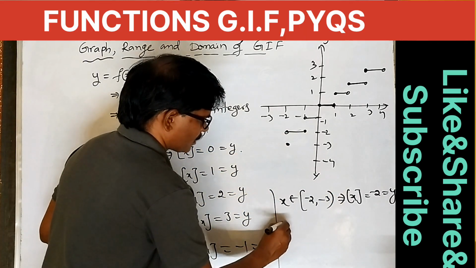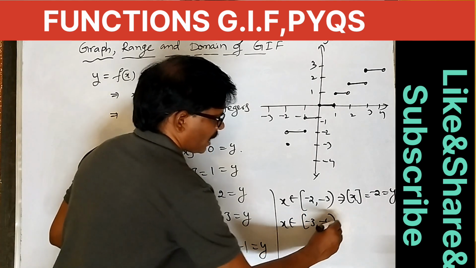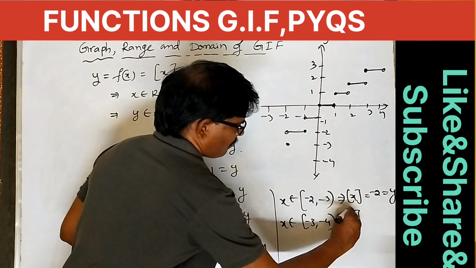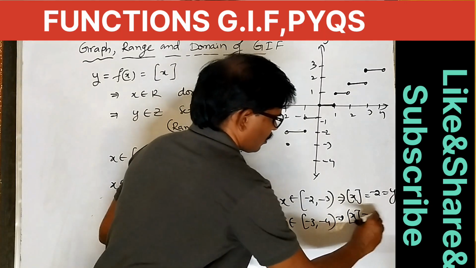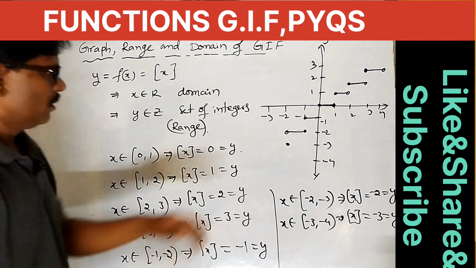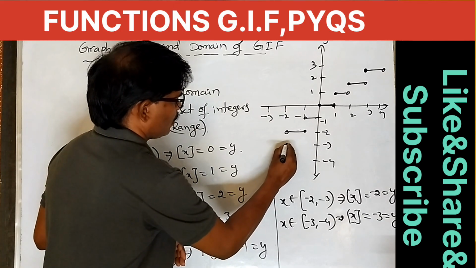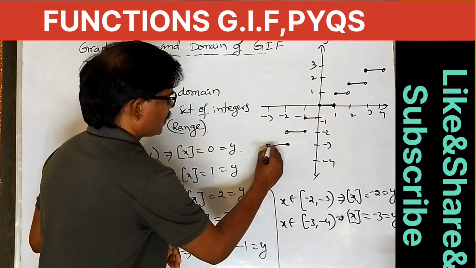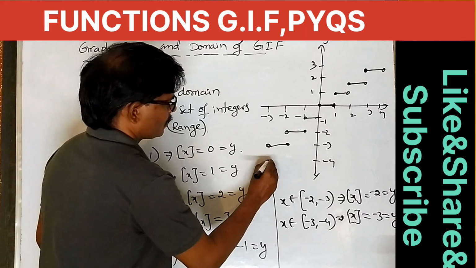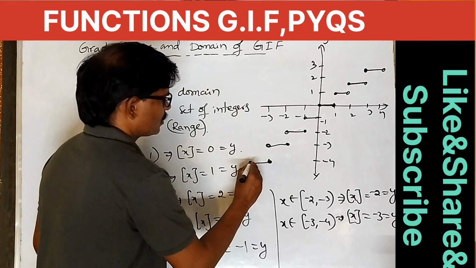Next, x belongs to minus 3 to minus 4 open interval. That implies step of x is equal to minus 3. Minus 3 is equal to y. Here minus 3 is equal to y means this is the closed circle. This is the open circle. Next this is the closed circle, next this is the open circle.